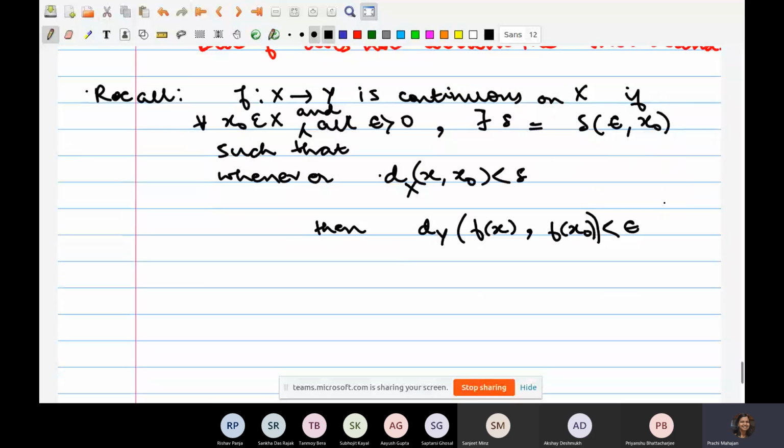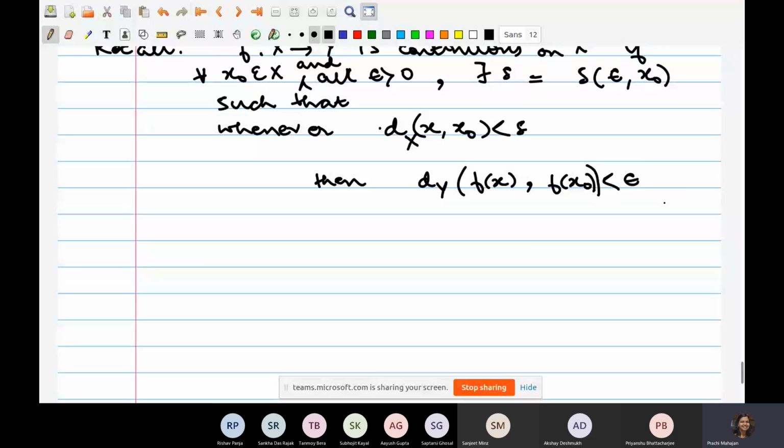Is that okay? Everybody remembers this definition? Yes, ma'am. Okay. So what I want to emphasize here is that even for a fixed epsilon, so you keep the epsilon fixed, but you vary the point x naught, different x naughts might require different delta. Let me try to give you an example to convince you of this.